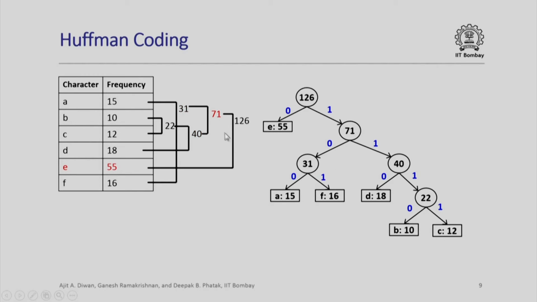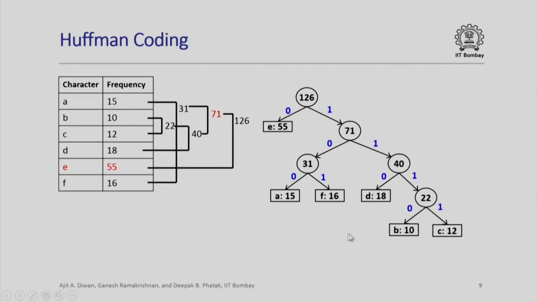Continue this. Now we have the only combination left, 71 and 55. So we get 126. This becomes this value. Again on the left we have E, and on the right we have this conglomerate 71. We note that in this particular structure, the symbol which occurs with the maximum frequency has come right towards the top of the tree. If you consider height of the tree like that, towards the lower end are the symbols which occur less frequently.